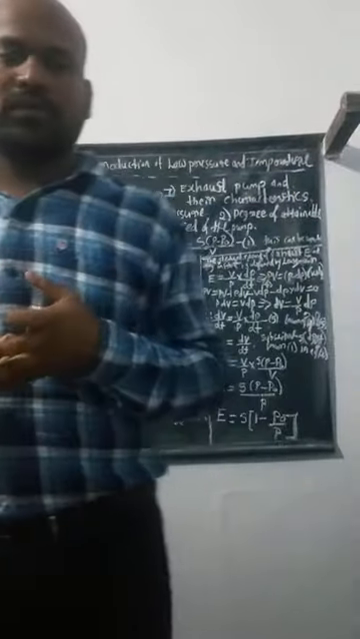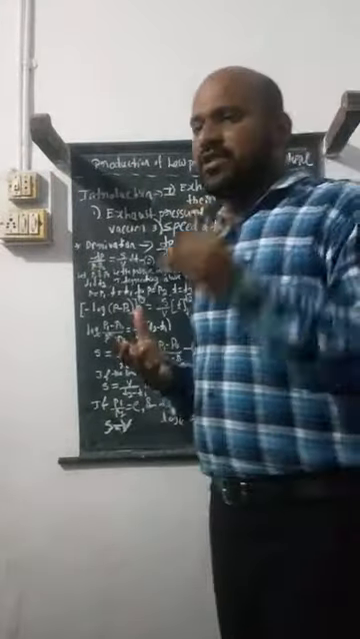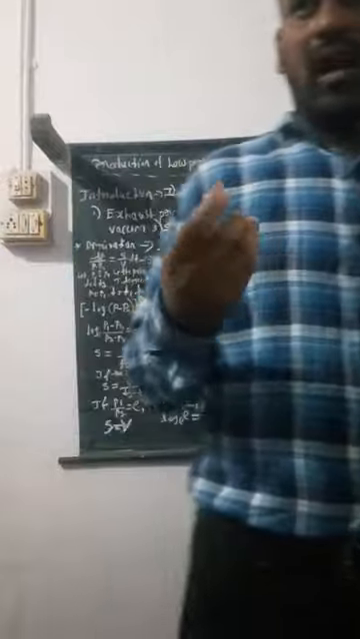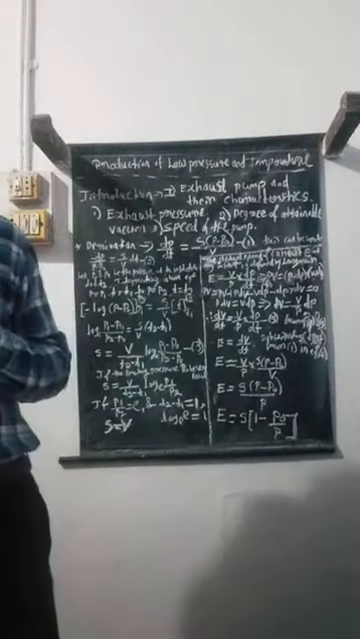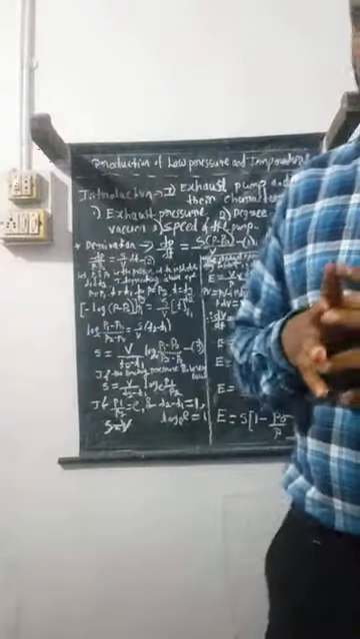What is the purpose of designing these pumps? The purpose is to reduce the pressure as much as possible, creating low pressures in the range of 10 raised to minus 5, 10 raised to minus 6 mmHg, that is millimeter of mercury.